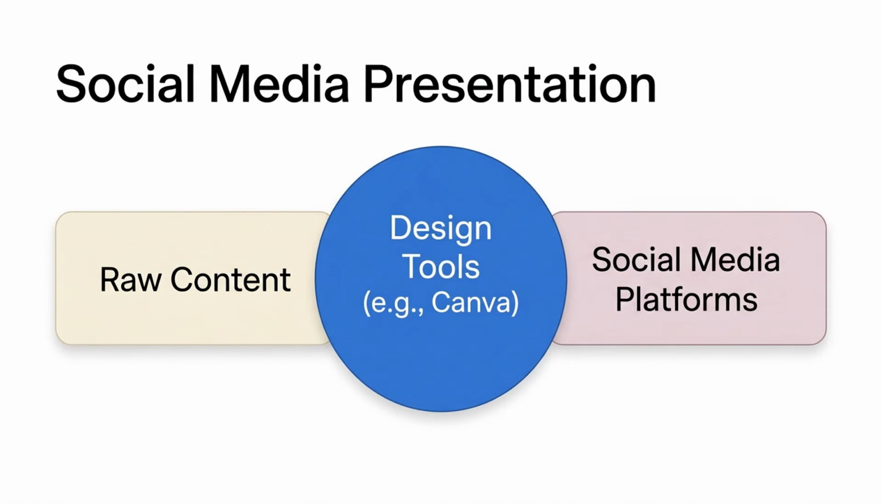To bridge this gap between raw text and engaging social media posts, we rely heavily on design tools, with Canva being the industry standard for quick, professional layouts. Whether you are already a seasoned user or completely new to the platform, we will be utilizing it extensively to bring our content strategies to life visually.